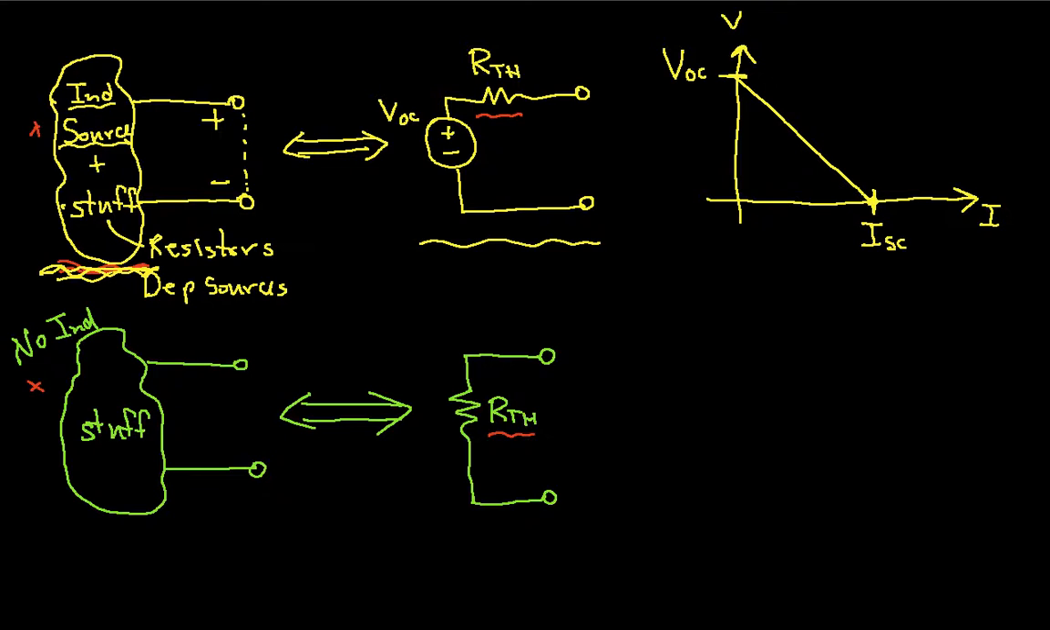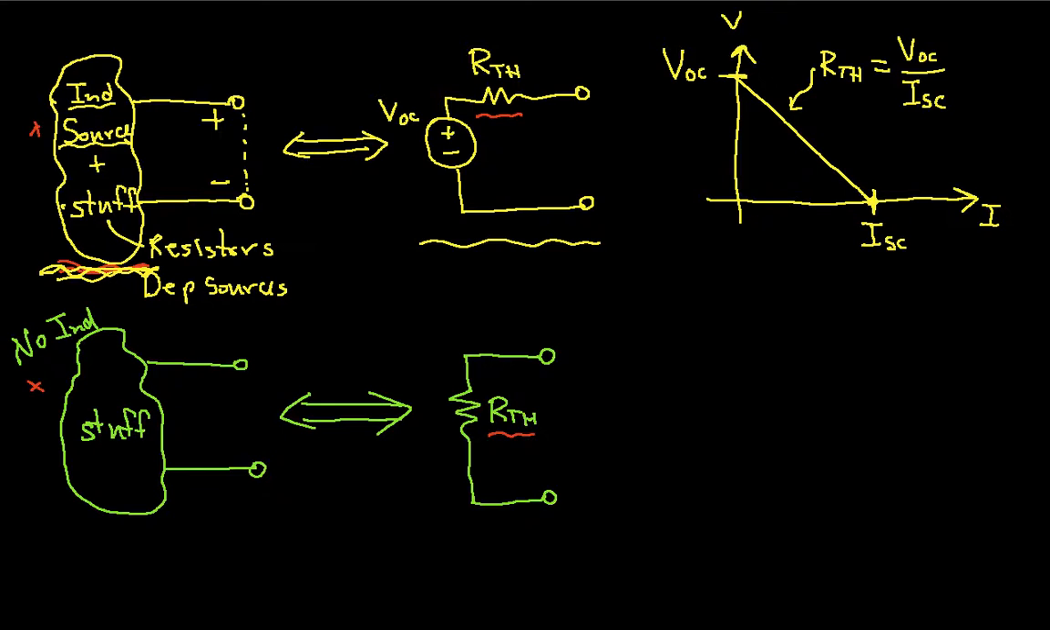The slope of this line is the Thevenin resistance. One way to get the Thevenin resistance is to find the short circuit current and the open circuit voltage and take the ratio of the two. Okay, this is the way you usually see it done.